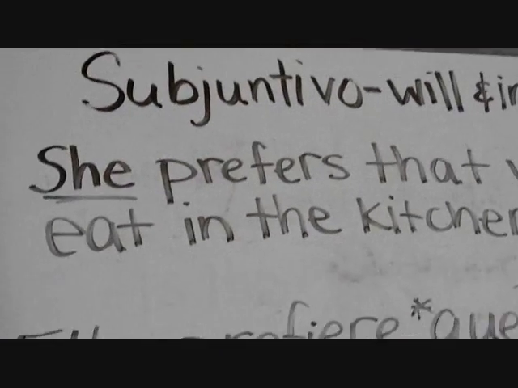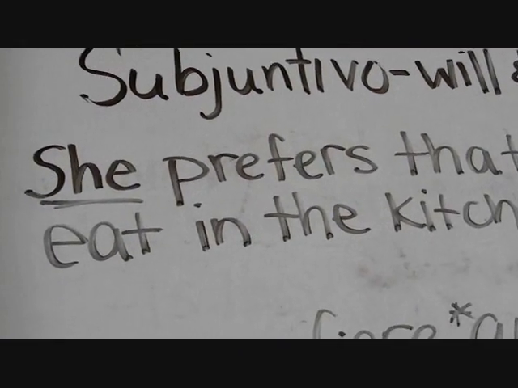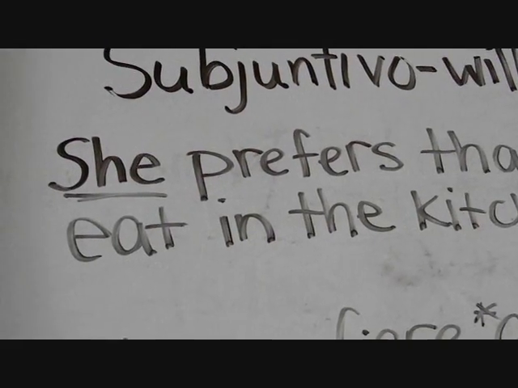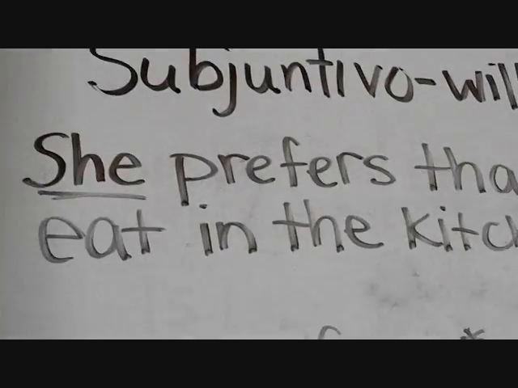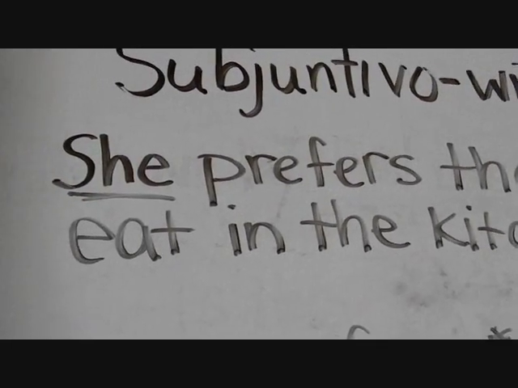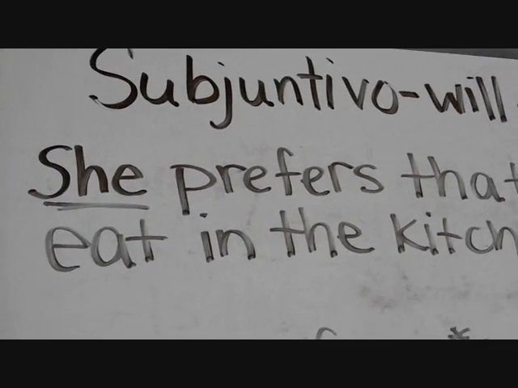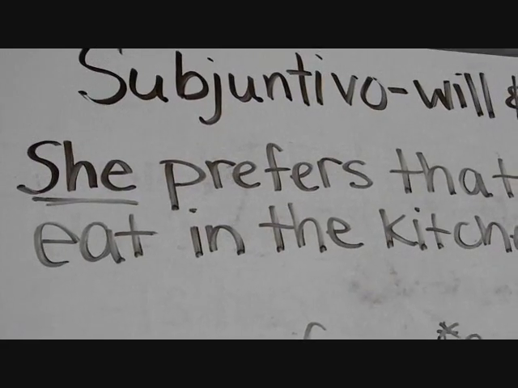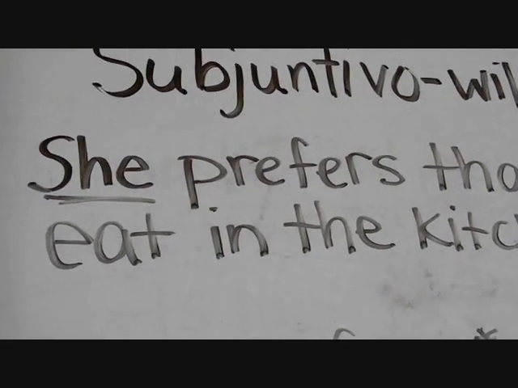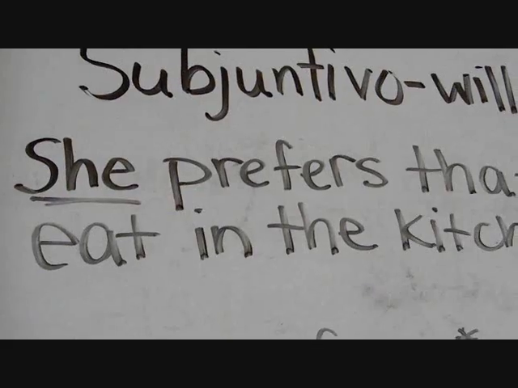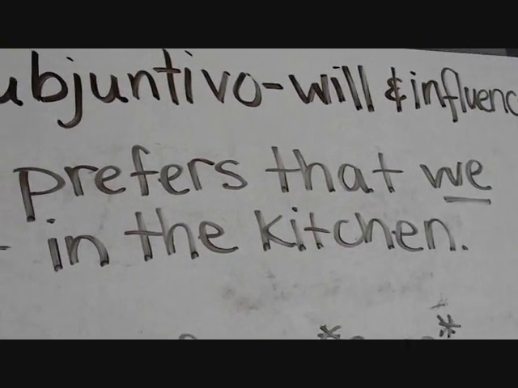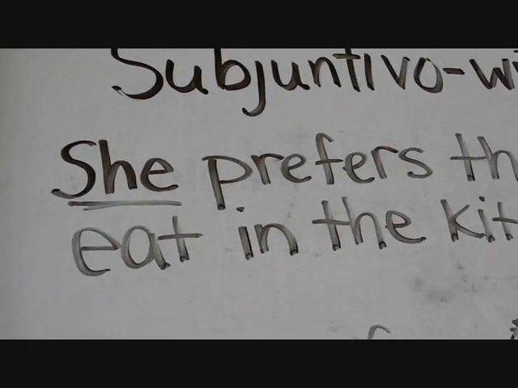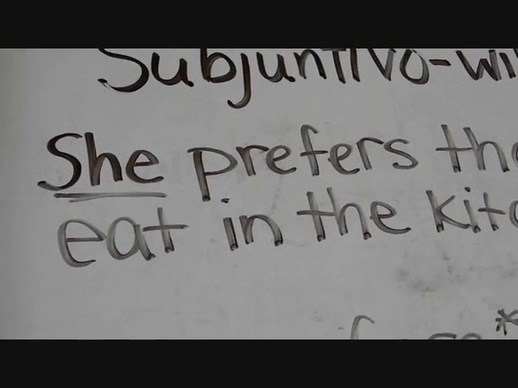Ok, clase, yo tengo otro ejemplo para practicar el subjuntivo. Okay, another example here. Our sentence is, she prefers that we eat in the kitchen. So the first question we have to ask is, is the speaker certain that this activity is going to happen? Is she certain that we are going to eat in the kitchen? No, she's just expressing a wish or a desire. She's trying to influence us to eat in a specific room. So no, it is not certain.